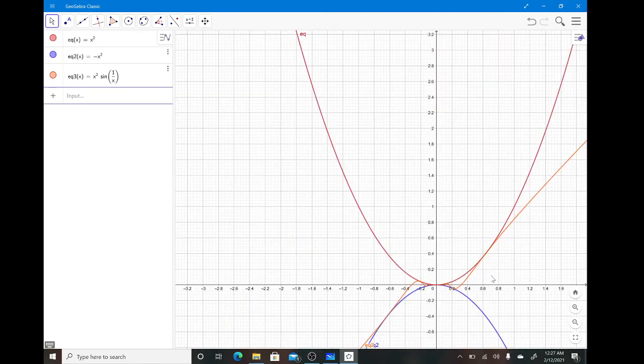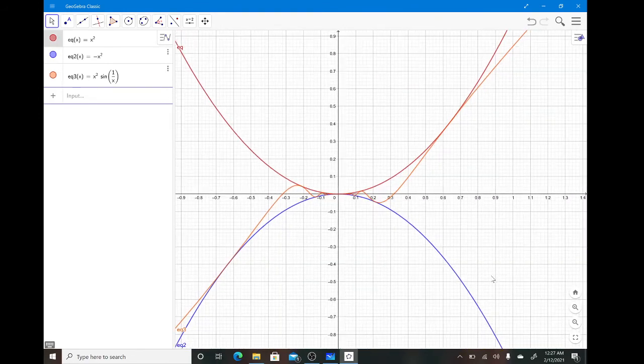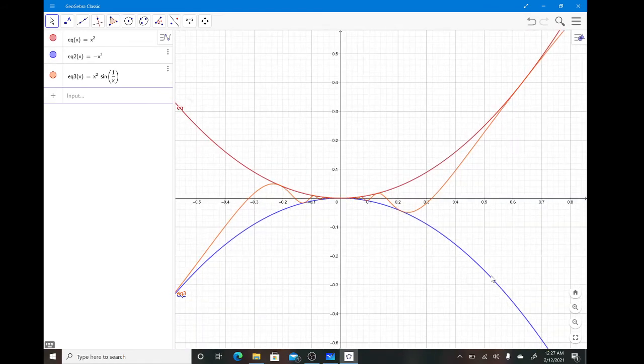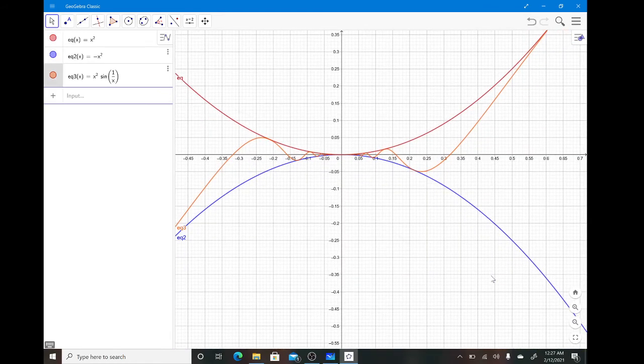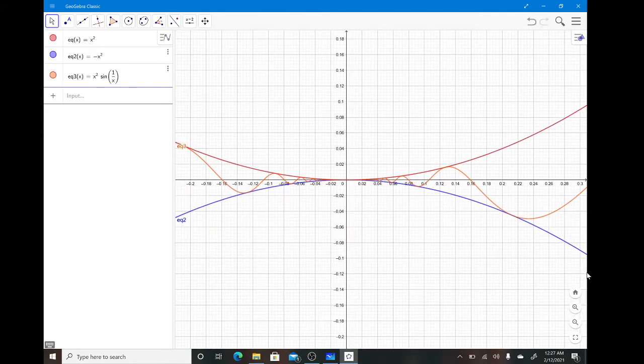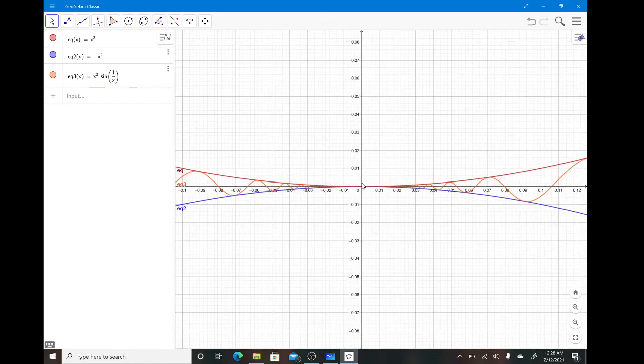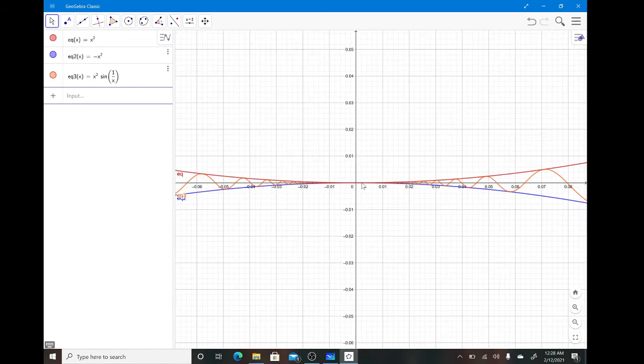So notice the closer I'm getting, the more we begin to look like a sine wave, as we should. If we look very closely here, we can see how the waves are moving, and we can see that the top and bottom of the waves are trapped between x squared and negative x squared as we move closer and closer. So by the squeeze theorem, since for the blue line we know that the limit is 0 at 0, and for the red line we know that it is 0 at 0, then for the orange line it must also be 0 because it's going between them, or it's attempting to go between them.